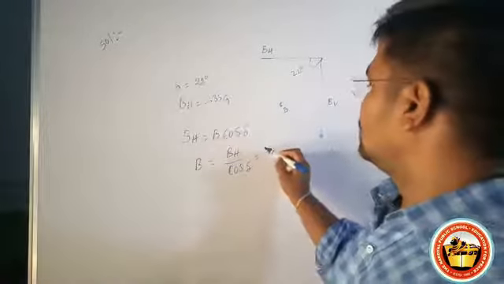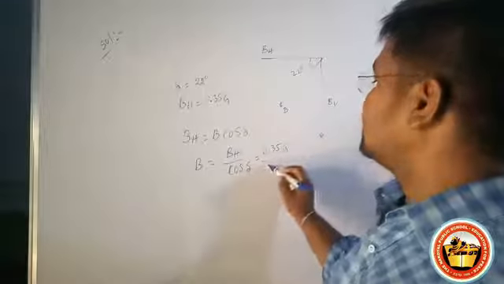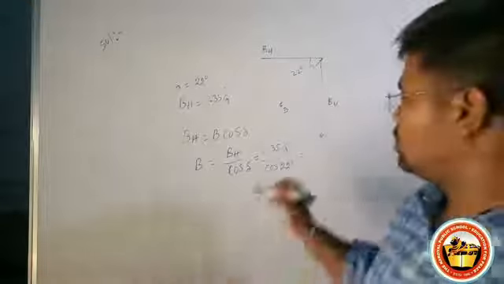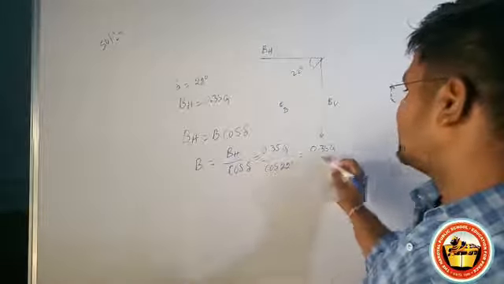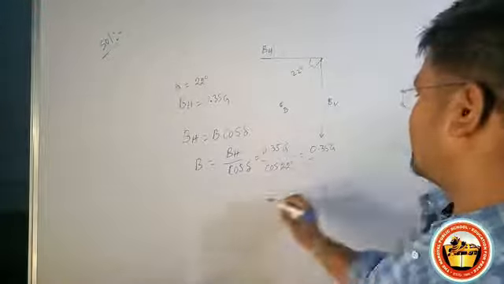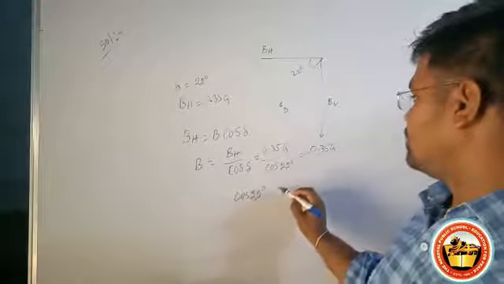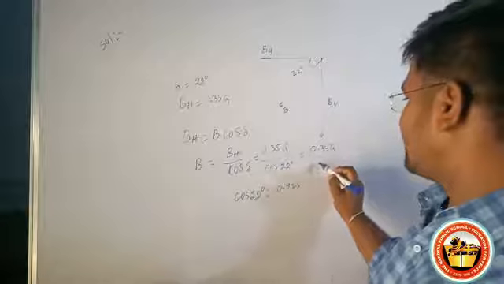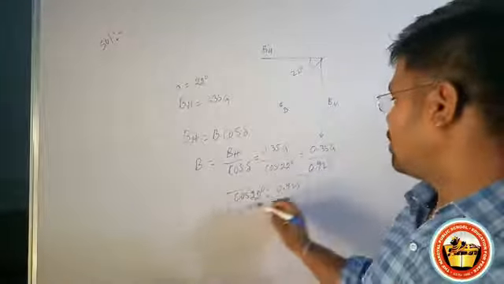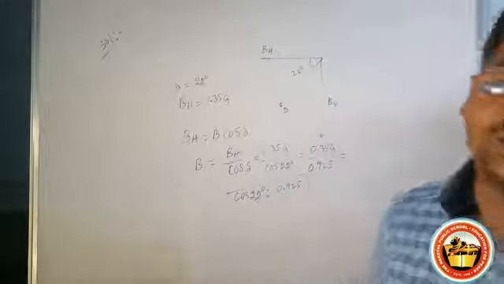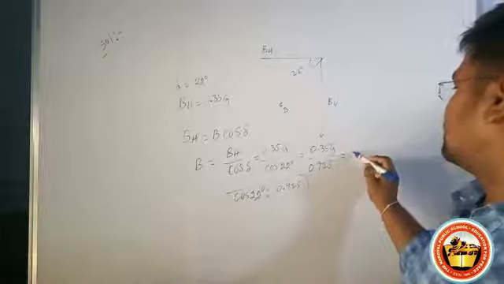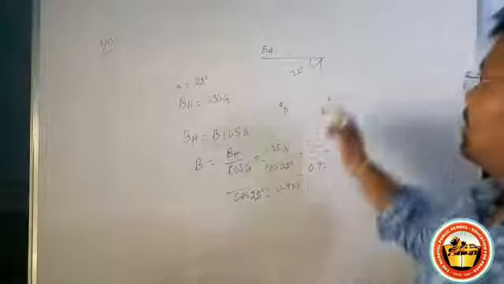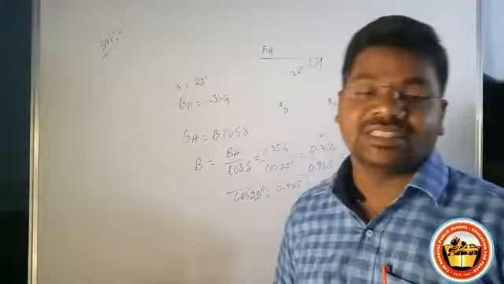B is equal to BH by cos delta, which is 0.35 gauss divided by cos 22 degrees. Cos 22 degrees is 0.925. So the ratio becomes 0.38 gauss. The answer is the resultant magnetic field intensity at the point, 0.38 gauss.